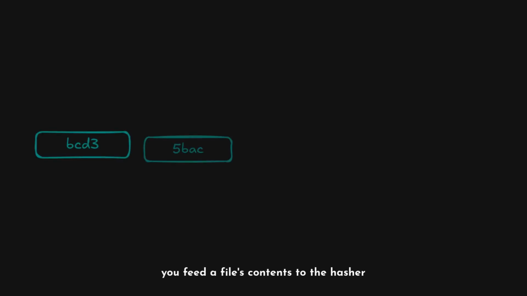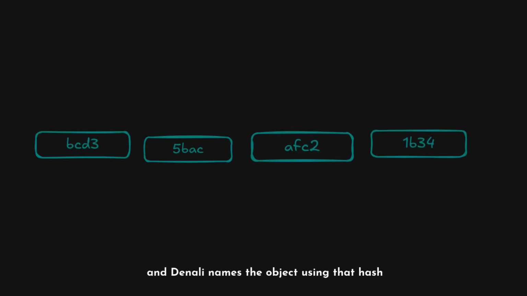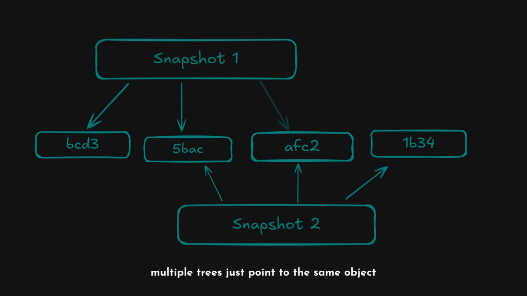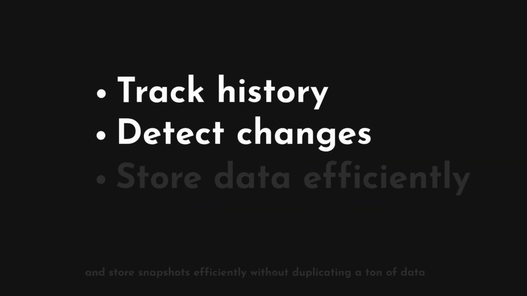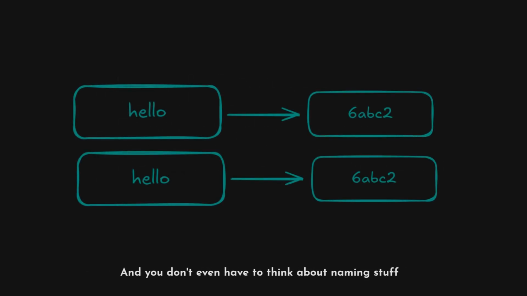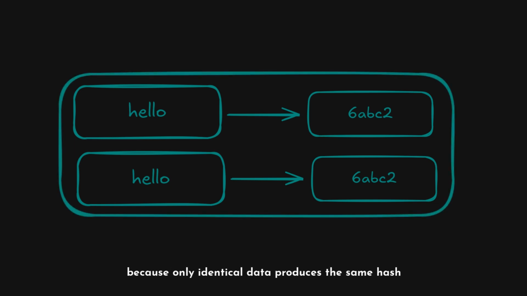Here is how it works. You feed a file's contents to the hasher and Denali names the object using that hash. If the data is duplicated, multiple trees just point to the same object. If the hash changes, the data changed. Simple. This makes it really easy to track history, detect changes, and store snapshots efficiently without duplicating a ton of data. And you don't even have to think about naming stuff because only identical data produces the same hash.